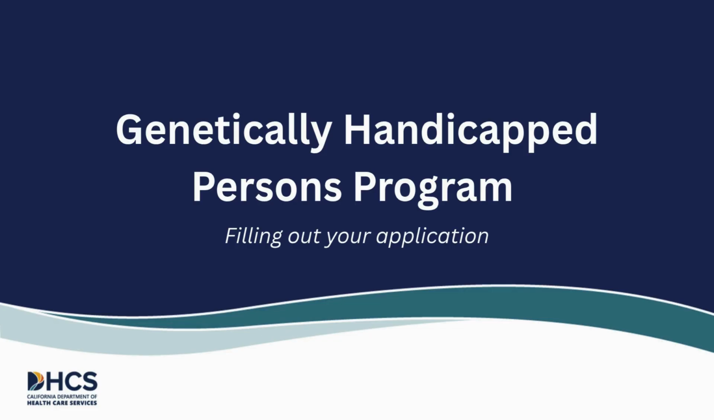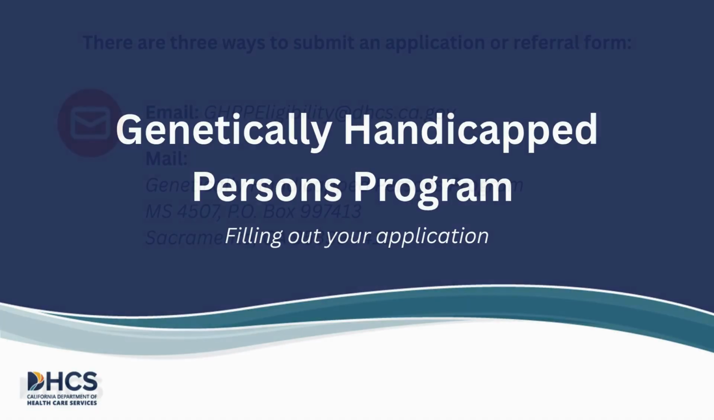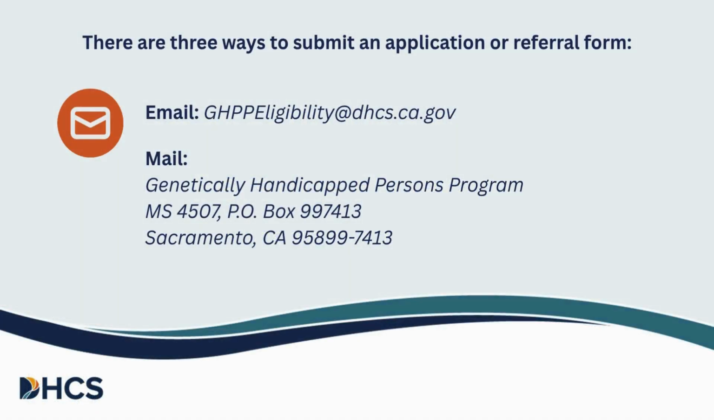Once you have completed your application and made copies of all necessary supporting documentation, you may send it either by email to ghppeligibility@dhcs.ca.gov or send by regular mail to GHPP, Mail Stop 4507, P.O. Box 997413, Sacramento, California 95899-7413. If your application is incomplete, someone from our team will be reaching out to you.